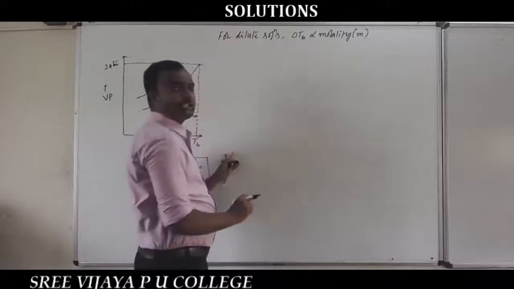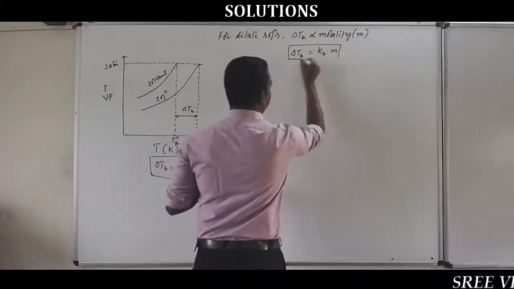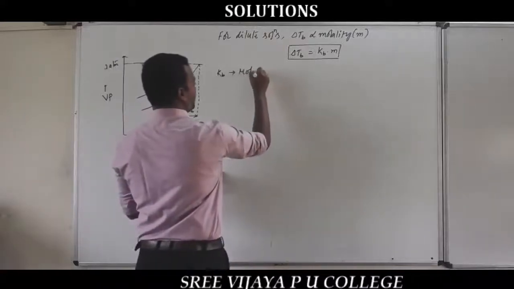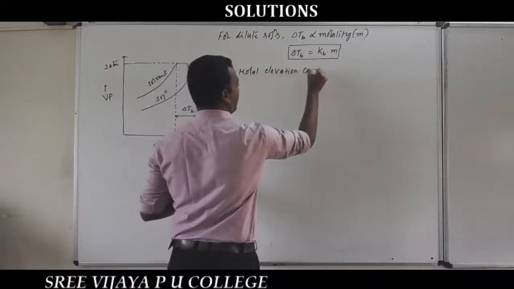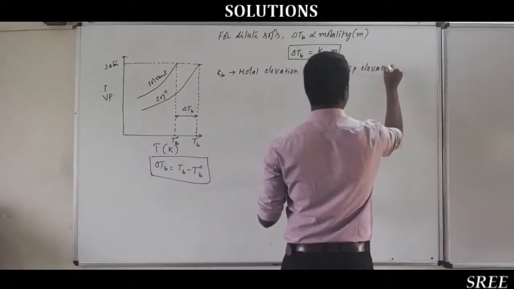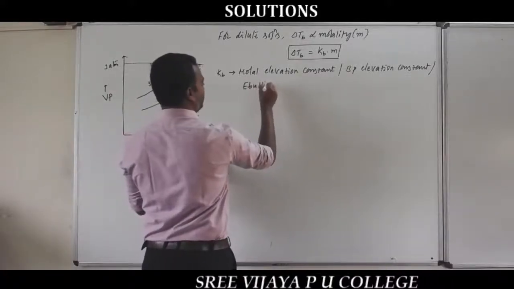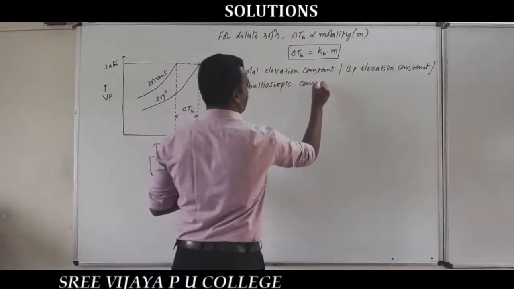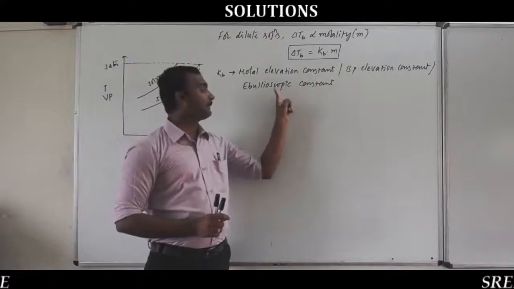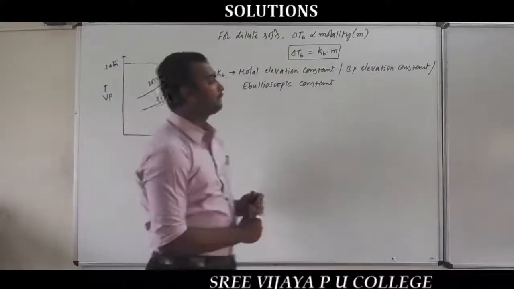Now, removing the proportionality by a constant, delta TB is equal to Kb into m. Again, it's one more important equation. Kb is a proportionality constant called the molal elevation constant, also called the boiling point elevation constant, and also called the ebullioscopic constant. Remember, in the study material on page number 38, it is written as ebullioscopy with a PY. Make it correct; it should be ebullioscopic.